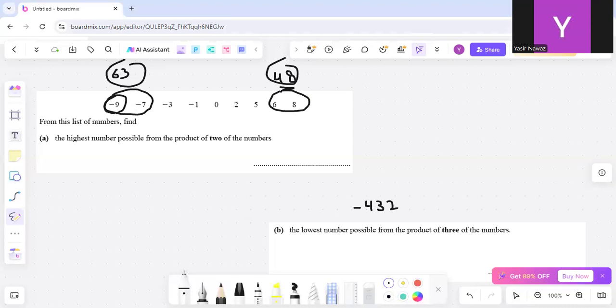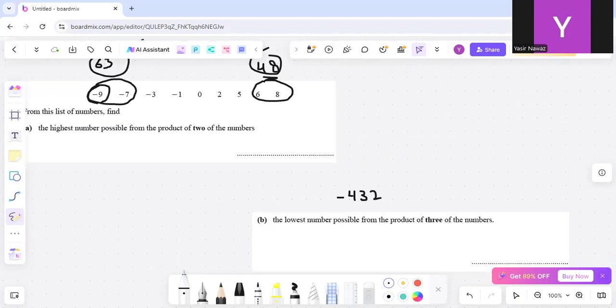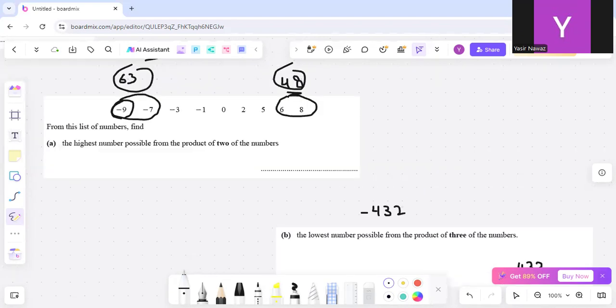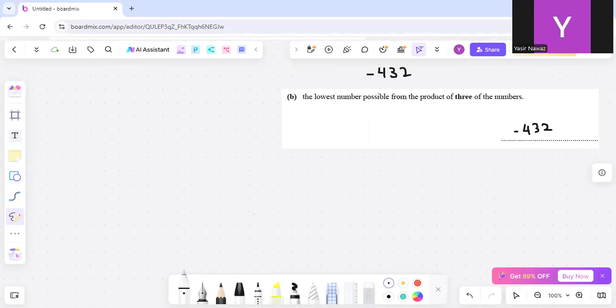48 is the product of 6 and 8, and then the negative number is the smallest number in all of these numbers. The smallest number is -9. So 48 times -9 would be -432, and that would be the answer for this question. You can consider all other products as well, but this would be the smallest.